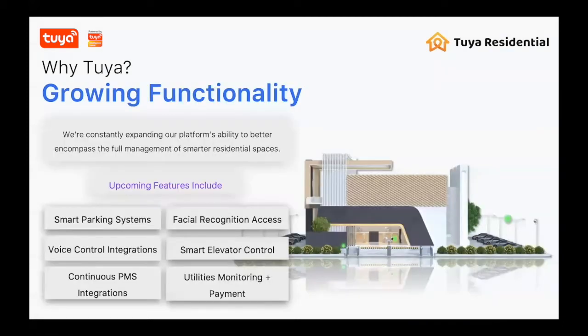So finally, to touch on our plans for upcoming function extensions. All of the functionalities you can see on the screen have already been launched in some specific markets. However, our aim is to continue to grow these and roll them out on a global scale as soon as possible. These include, but are not limited to, smart parking systems, voice control integrations, continuous PMS integrations, facial recognition access, smart elevator control, and utilities monitoring and payment.